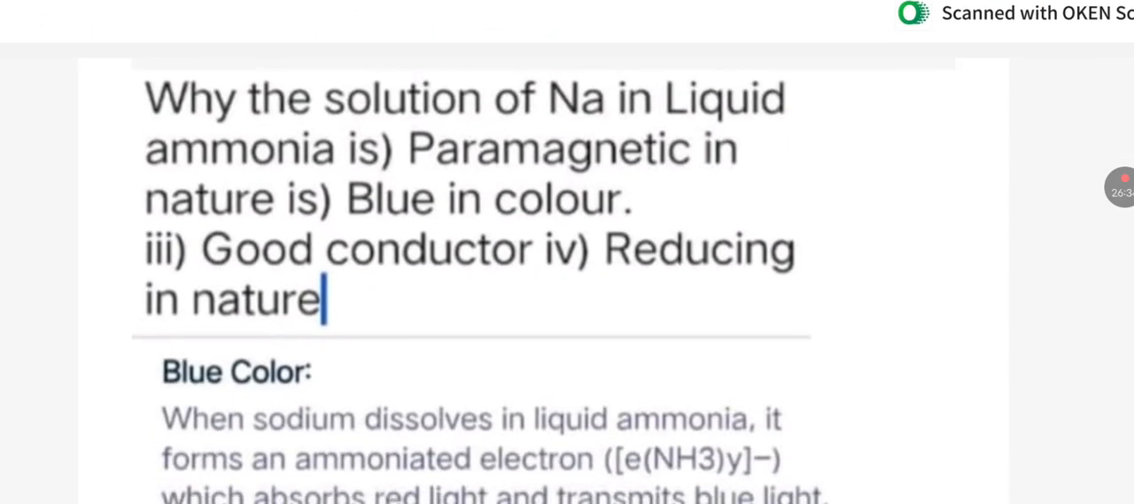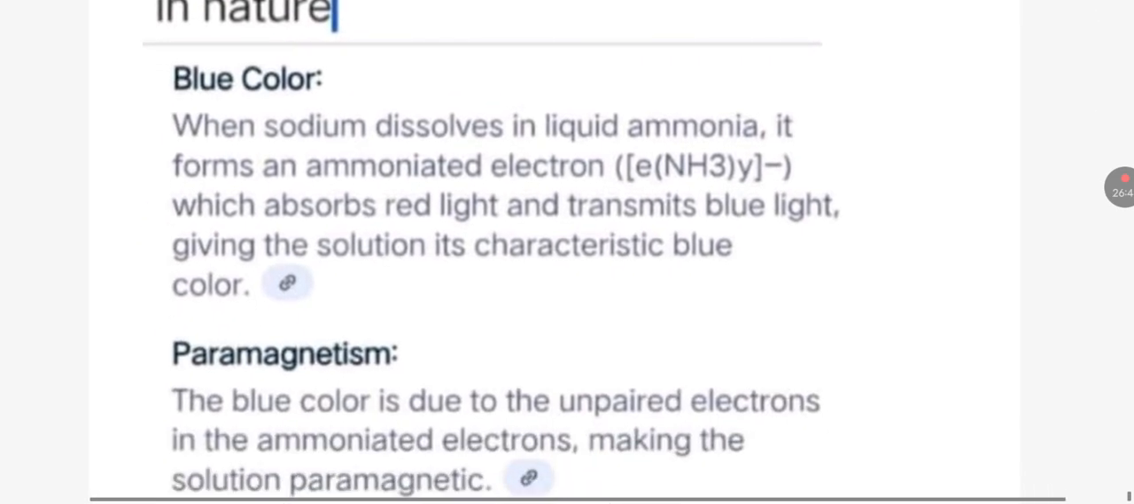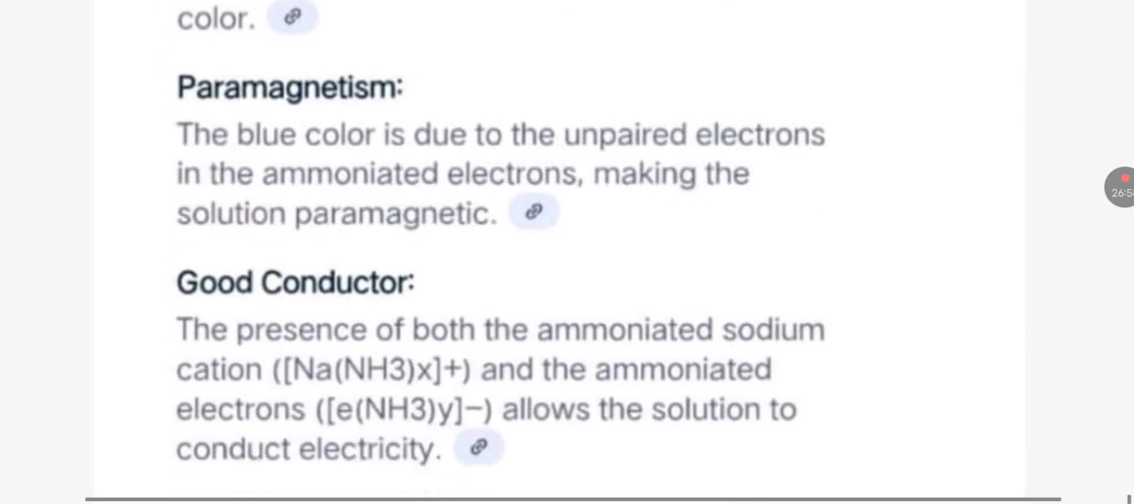Why is a solution of sodium in liquid ammonia paramagnetic in nature, blue in color, a good conductor, and reducing in nature? Blue color: when sodium dissolves in liquid ammonia, it forms an ammoniated electron, which absorbs red light and transmits blue light, giving the solution its characteristic blue color. Paramagnetism: the blue color is due to unpaired electrons in the ammoniated electrons, making the solution paramagnetic.